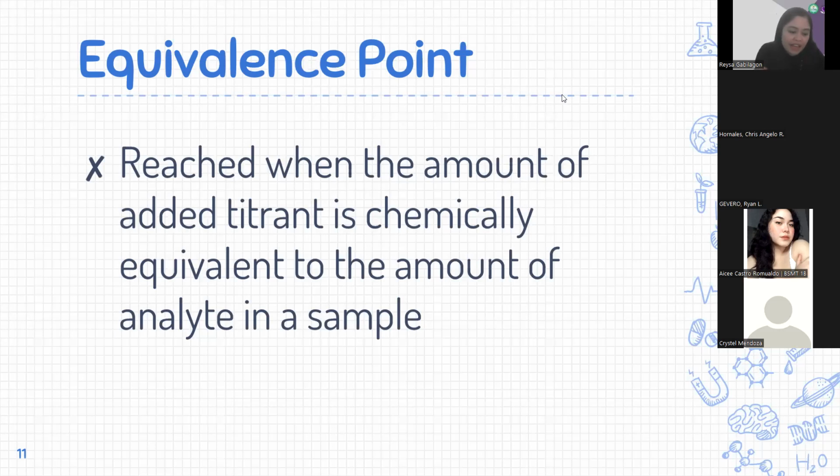Okay? Now, before that, we have the so-called equivalence point. When we say equivalence point, it's just a theoretical point. Theoretical, we cannot see this during the actual experiment, but theoretically, it's the point wherein equivalent amounts of our analyte and our titrant have already reacted. So, the amounts of sample and titrant that reacted are equivalent. That is the so-called equivalence point. It's a theoretical point because, as you can see, we cannot observe that in the actual experimentation.